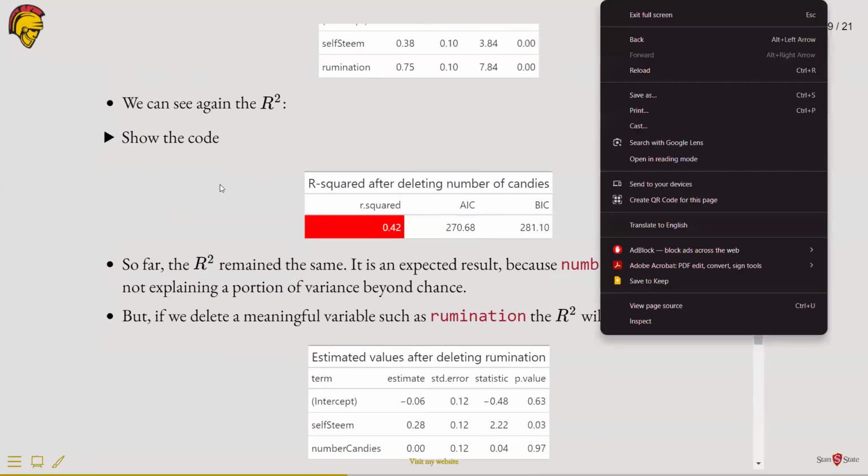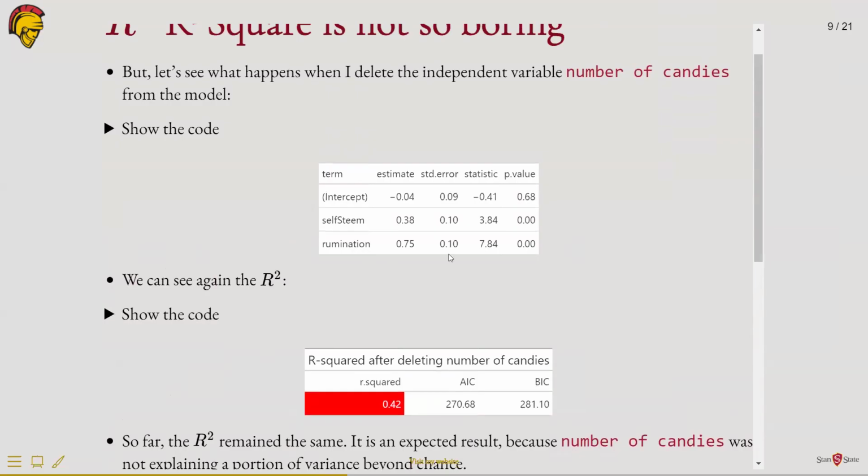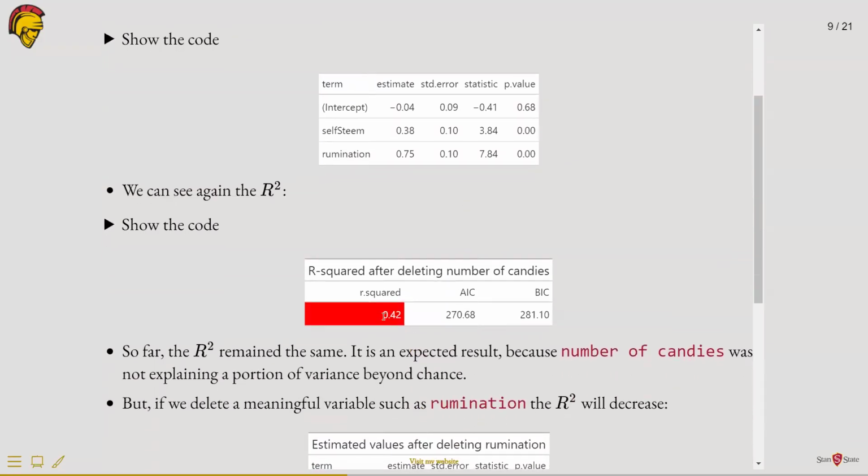Now, if I remove number of candies here, the estimates will change a little bit. But look at the R squared. The R squared is the same, right? When I remove number of candies, the R squared remains exactly the same. And you might be thinking, why? Well, I will explain why later. But first, let's do something else.